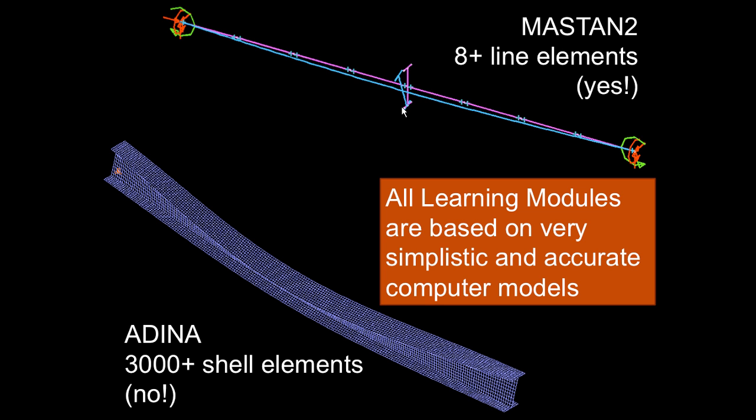So we are in no way talking about taking a program like Adina or Abaqus or ANSYS and modeling the beam with 3,000 shell elements and really rolling up our sleeves and going crazy. Not at all. We're talking about using very simplistic models and really learning quite a bit from them.